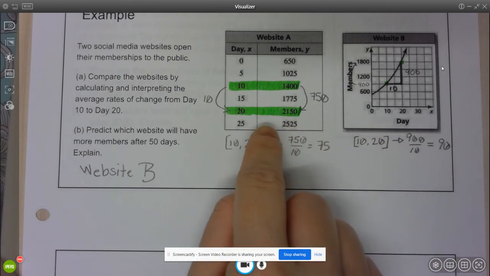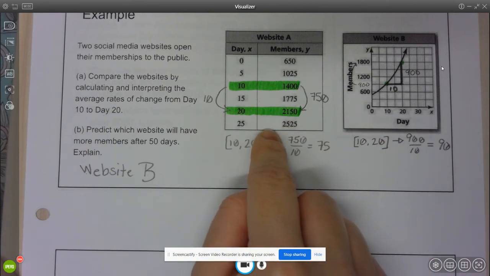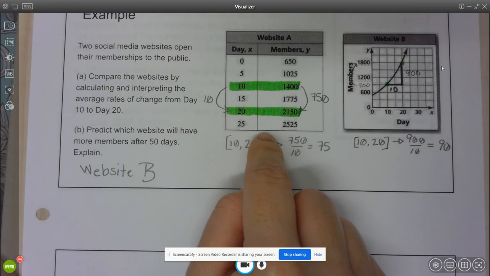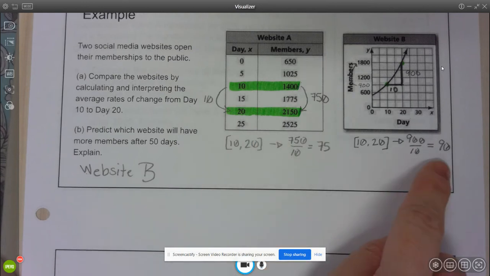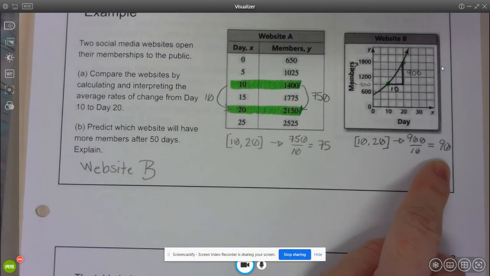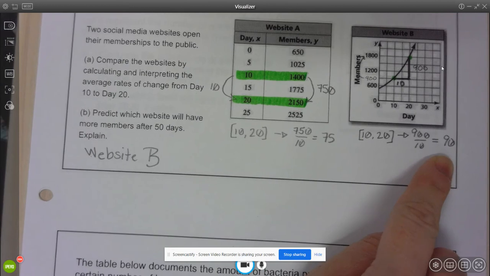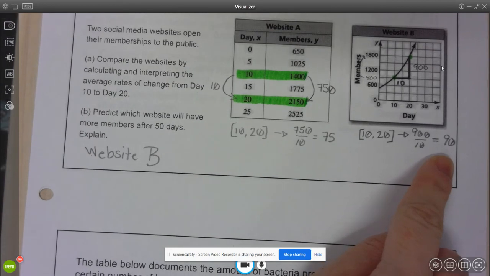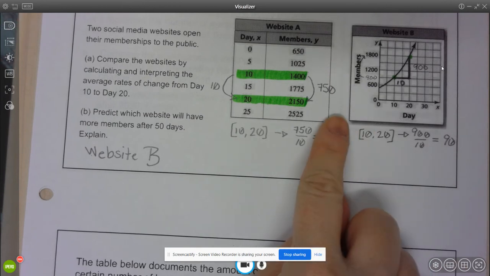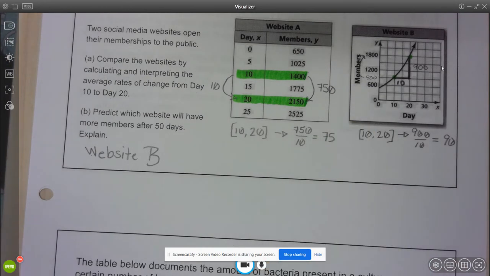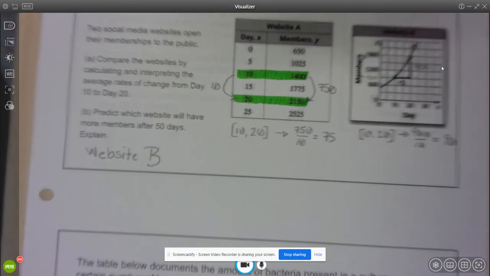And if I look at the pattern here, this is probably going to end up being a linear function. And I know that since this average rate of change at the beginning between days 10 and 20 is much larger, that rate of change is going to continue to be larger than website A. So I'm going to predict that website B will have more members after 50 days.